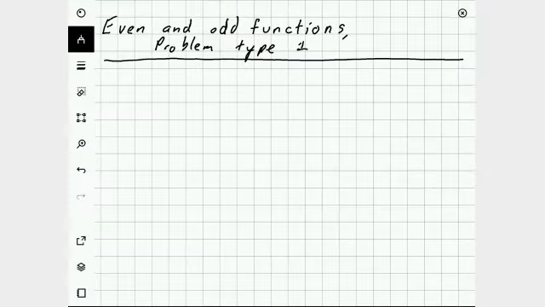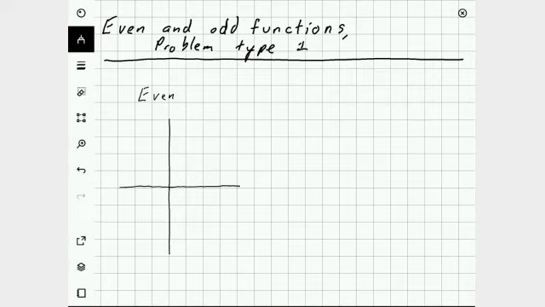Even and odd functions, problem type 1. Even and odd describe the symmetry of a graph. An even function is symmetric about the y-axis.